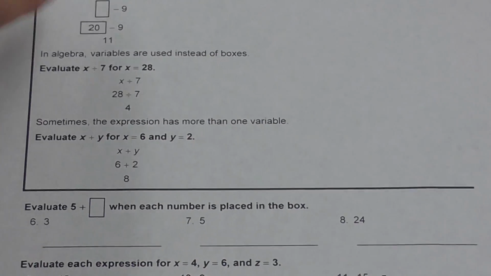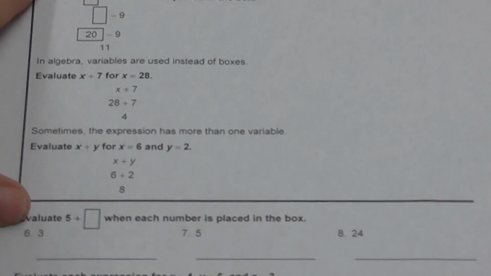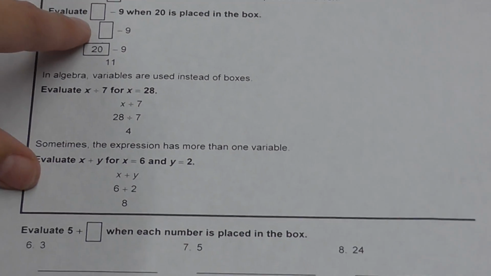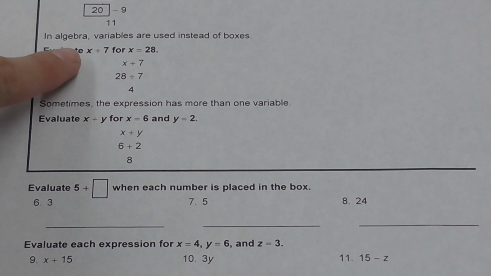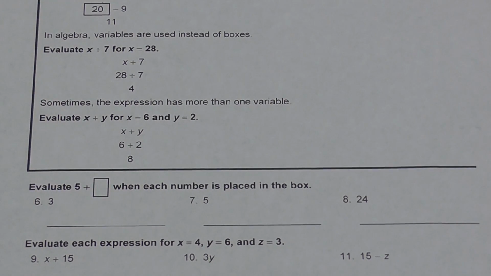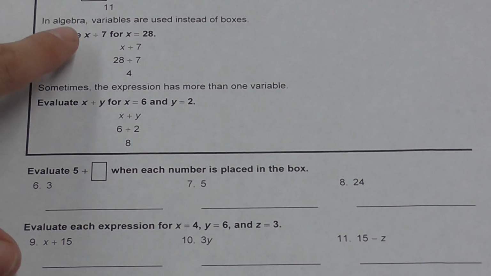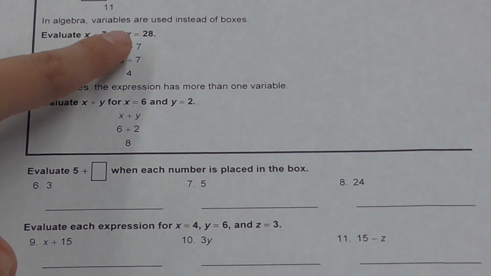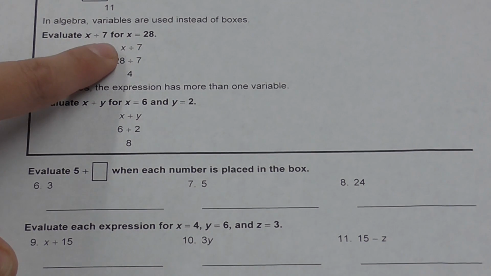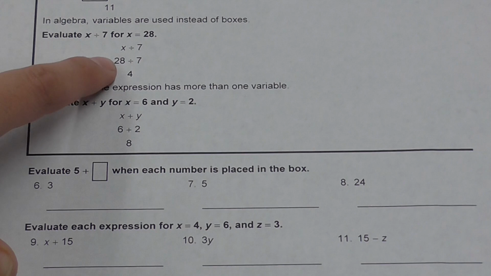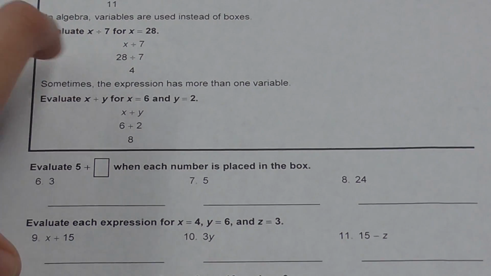So in algebra, variables are going to be used instead of boxes. So instead of putting boxes or open spaces everywhere for every expression, we're going to just put in the letter x. Other letters can be used, but quite often it is x. So in algebra, variables are used instead of boxes, and it wants you to evaluate x divided by 7 when x equals 28. So I write my x divided by 7, then I'm going to replace, or substitute, that x with the number 28. When I do 28 divided by 7, I get 4.